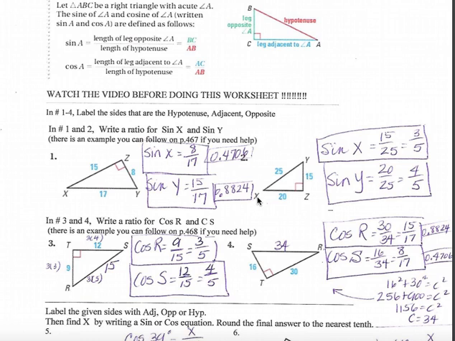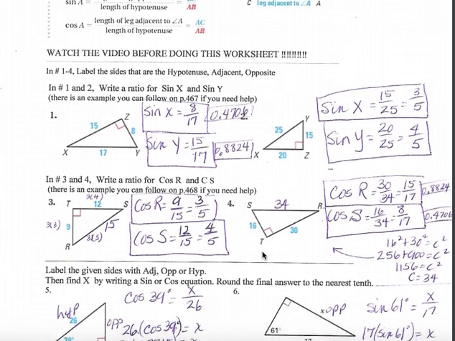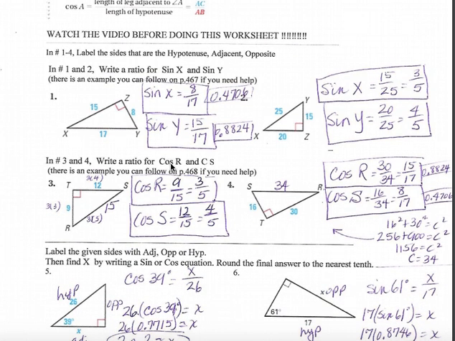Likewise for this one, sine of angle x is opposite over hypotenuse, so 15 over 25, which reduces to 3/5. And the sine of angle y is going to be opposite over hypotenuse, so 20 over 25, which reduces to 4/5. And there was a little bit of a typo. I'm sure that meant cosine r and cosine s.